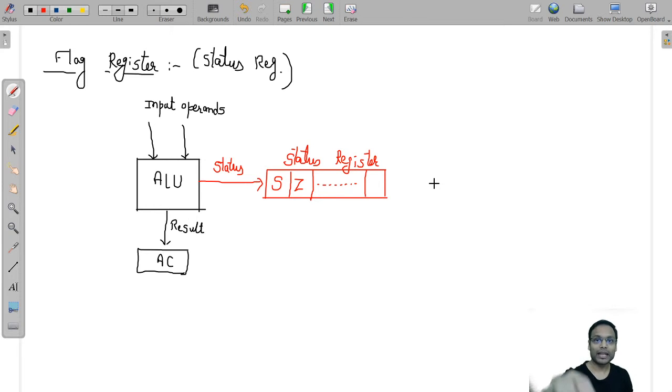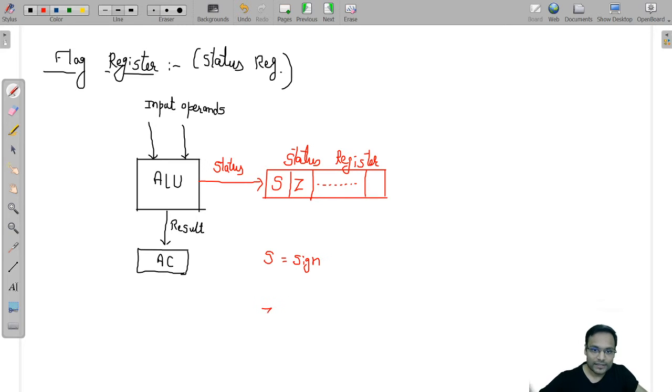This is an implementation detail. The 8085 can have a different status register, and an 8086 type of microprocessor can have a different one. So I am not talking about a very specific CPU. I am talking about a general scenario. These are some basic things that can be present in the status register. Okay, so what does this S say? This S says sign.